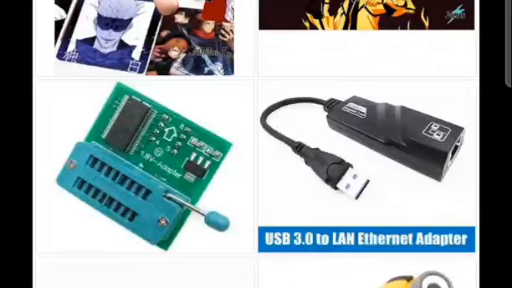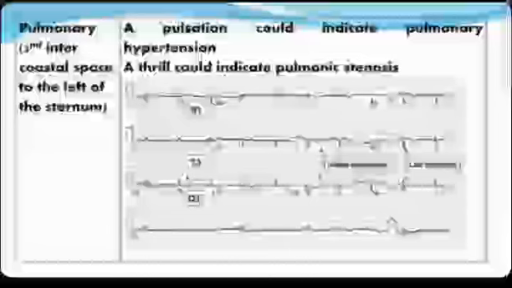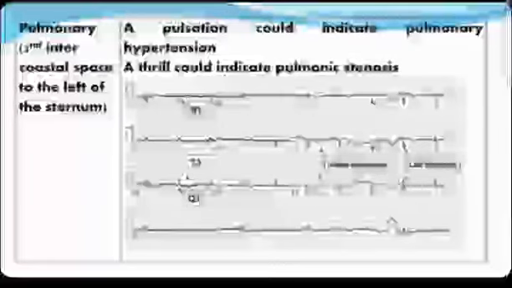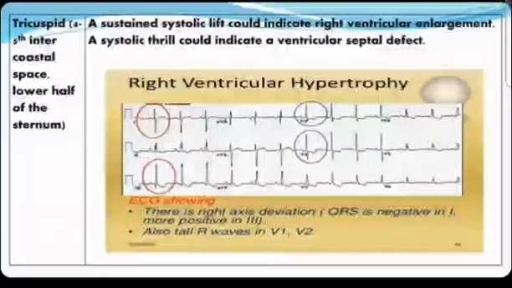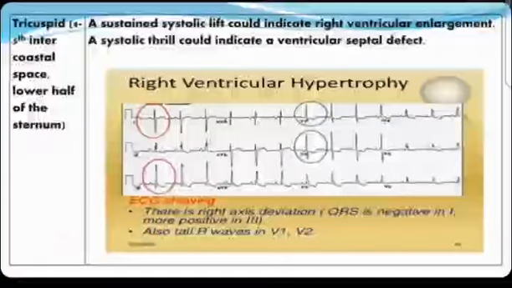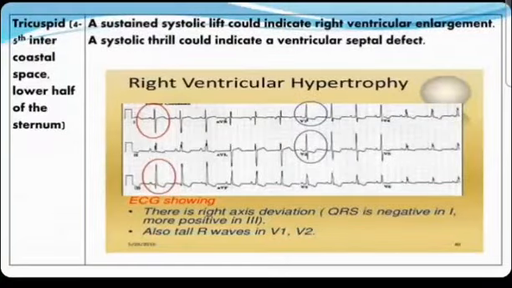In the pulmonary region, second intercostal space to the left of the sternum, pulsation could indicate pulmonary hypertension or pulmonary stenosis. Tricuspid: fifth intercostal space, lower half of the sternum. A sustained systolic lift could indicate right ventricular enlargement. A thrill could indicate a ventricular septal defect.